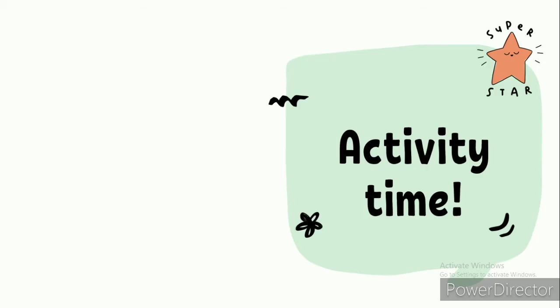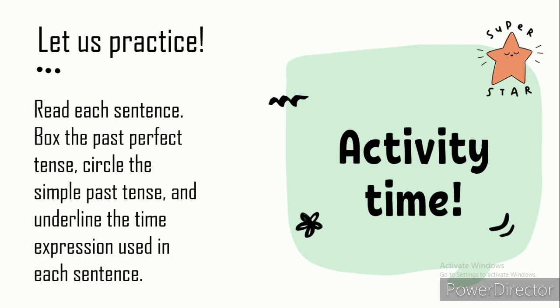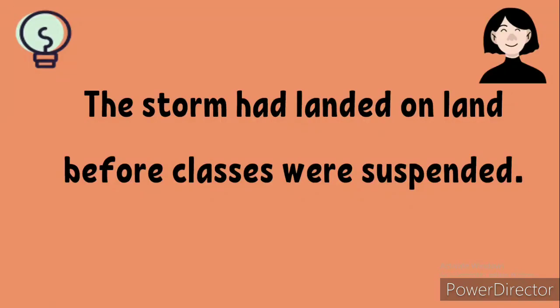And now, activity time! Let us practice what you have learned. Read each sentence, box the past perfect tense, circle the simple past tense, and underline the time expression used in each sentence. Let us have number 1. The storm had landed on land before classes were suspended. Let us first identify the past perfect tense.